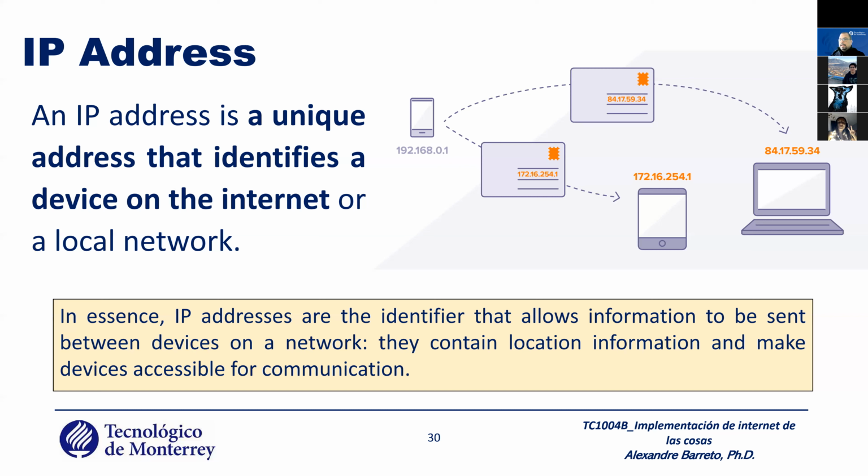If you need to connect to an address, for example on the internet, you cannot use the MAC address outside your local network. To have an address that you can use outside your network, you have the IP address. The IP address is a unique address that identifies the device on the internet. For example, you have the device here and you want to talk to this guy. Your address is 192.168.0.1. You send a message to this guy here, 172.162.162.155.1, and you use this path to reach him. IP addresses are identifiers that allow information to be sent between devices on the network. They contain location information and make the device accessible for communication.